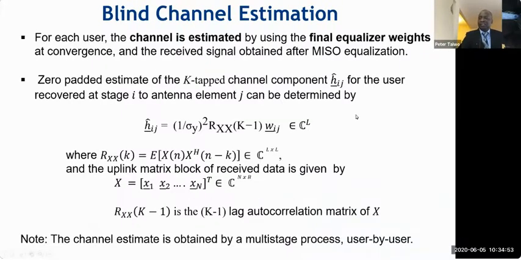So once we get the final weight of our equalizer, we can use that to estimate the channel. And we should remember we are doing a multi-stage process based on the number of users we are considering. So that means at each stage, we do the recovery of the signal and also the estimate of the channel that is particular to that user that is being recovered at that stage. So we use the final weight and the autocorrelation function, RXS, here to compute the estimate of the channel, which is zero padded here, but after this, we can remove the zero padding to get the estimate of the actual channel based on the number of taps of the real channel.